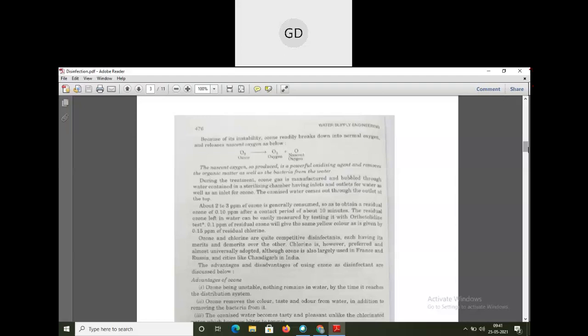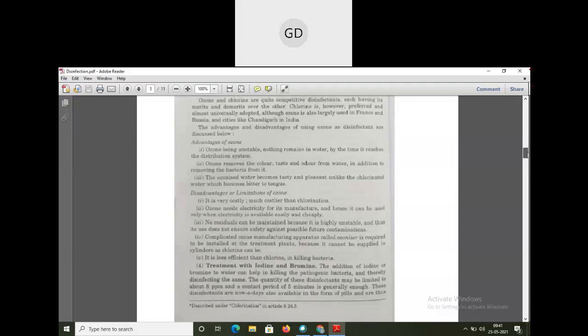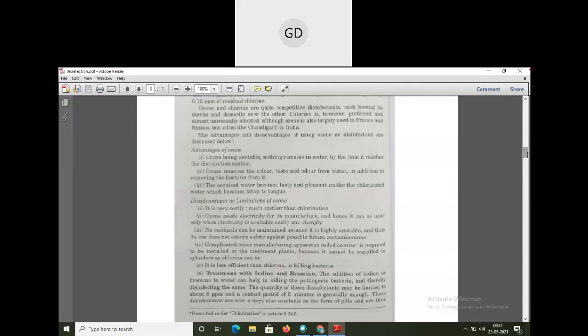Ozone has many advantages and disadvantages also. As already told, ozone is unstable, so it doesn't remain in the water for a long time. By the time you start the treatment with ozone and it reaches the distribution system, the ozone gets removed. It doesn't remain in the water.